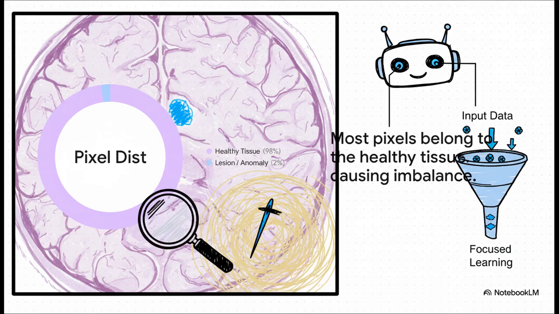To fix this, researchers have to use clever tricks, like selective data sampling, where the wrongly classified samples are fed back into the network more often. It basically forces the AI to focus on the hardest parts of the image.